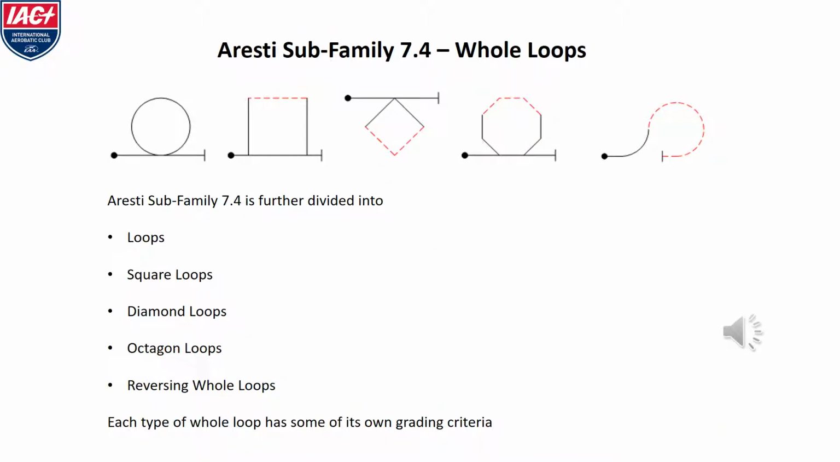Aresti subfamily 7.4 is whole loops. We see examples of each type here. The family is divided into loops, square loops, diamond loops, octagon loops, and reversing whole loops. Each type of the whole loop has some of its own grading criteria.